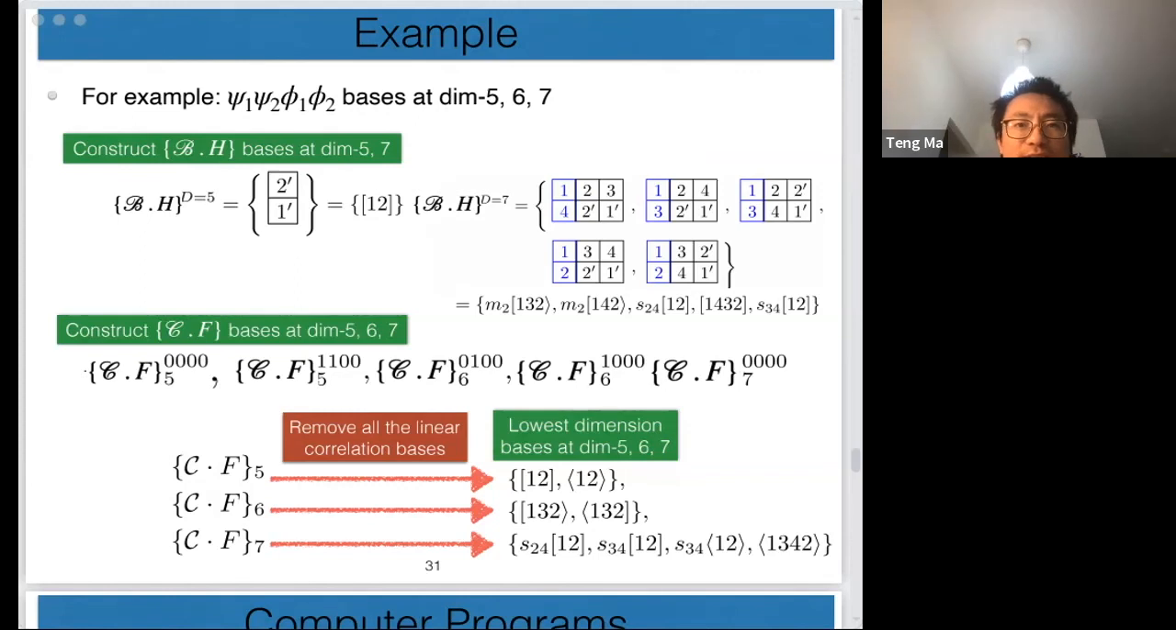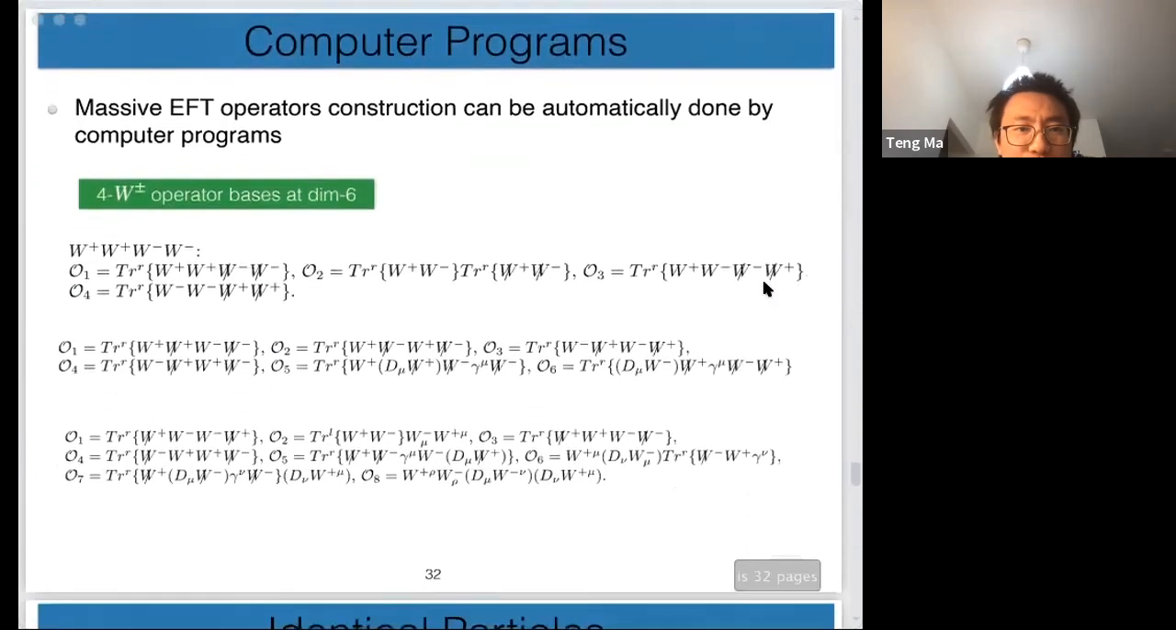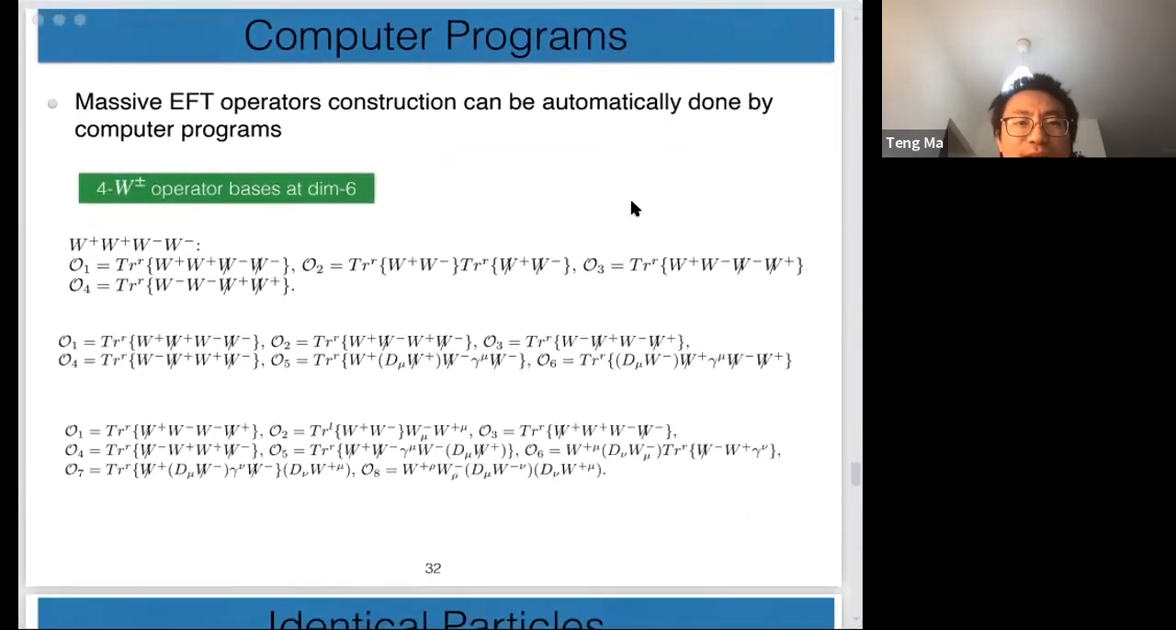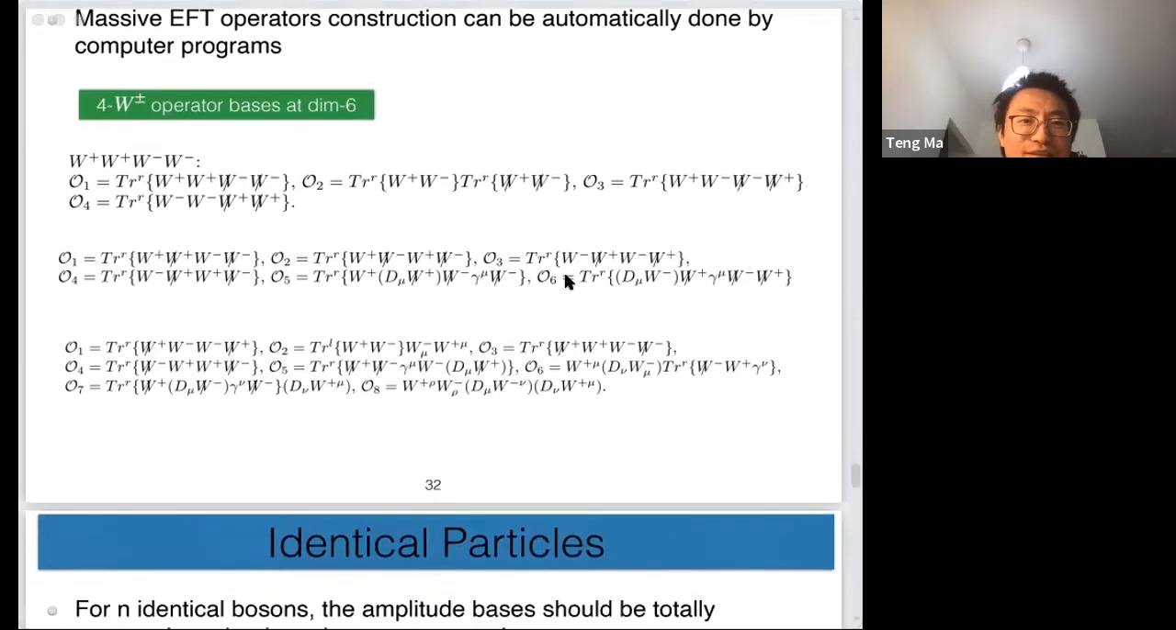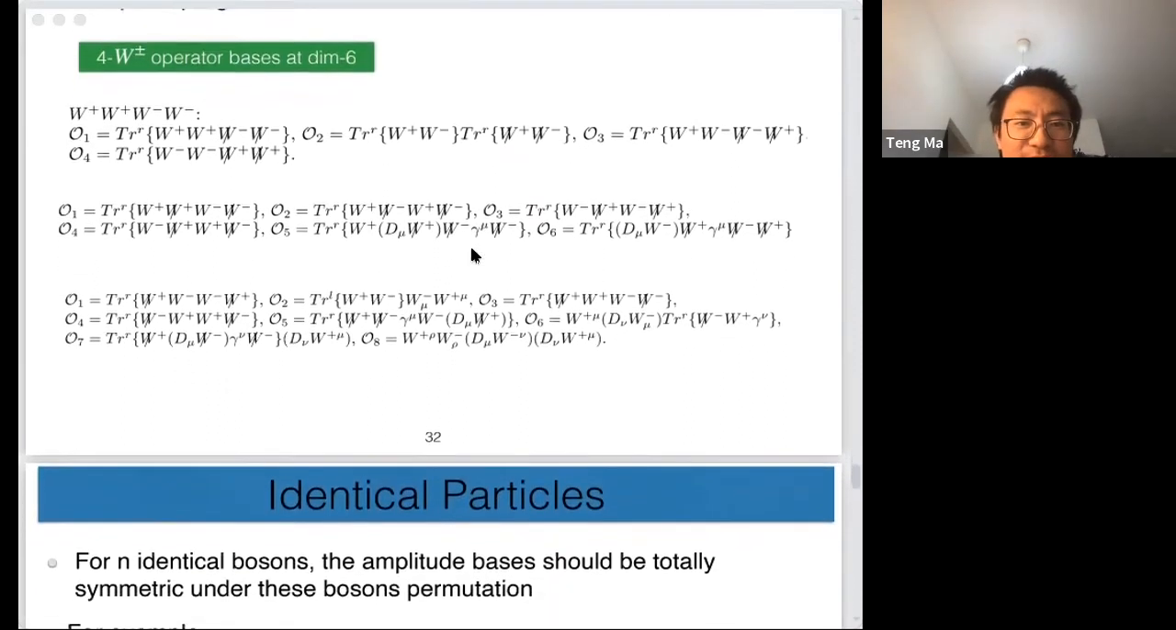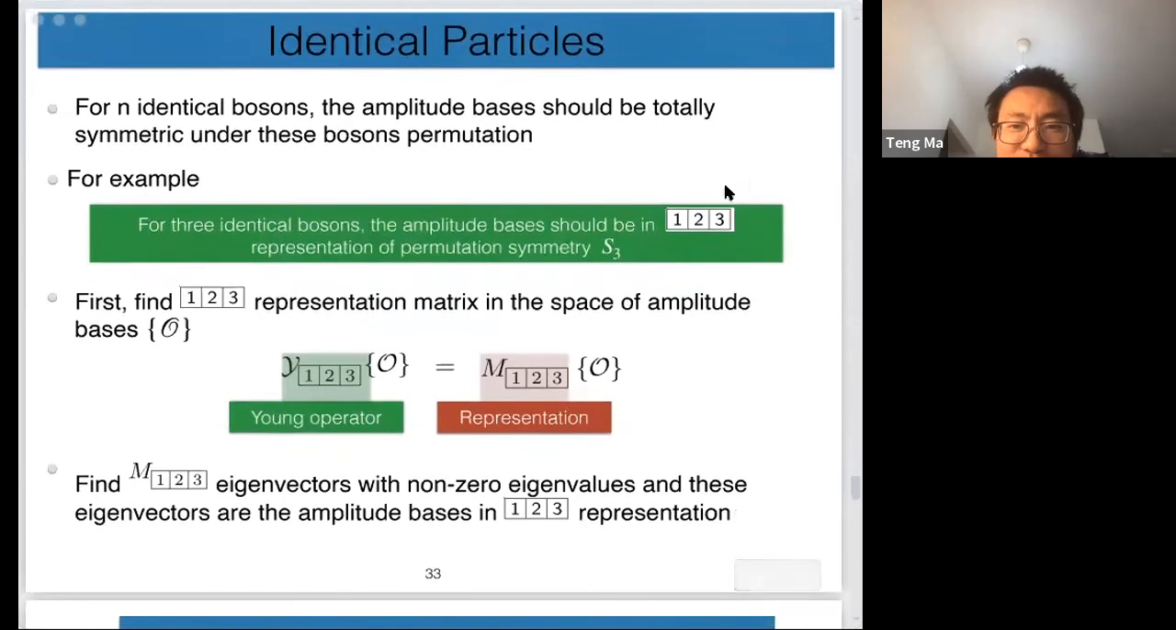As we said before, with this theory, the computer can systematically construct the operator bases. These are the complete set of four-W operator bases at dimension 6 constructed by the computer. Very, very efficient. We don't need to write down the operator basis by hand. So it's really powerful.